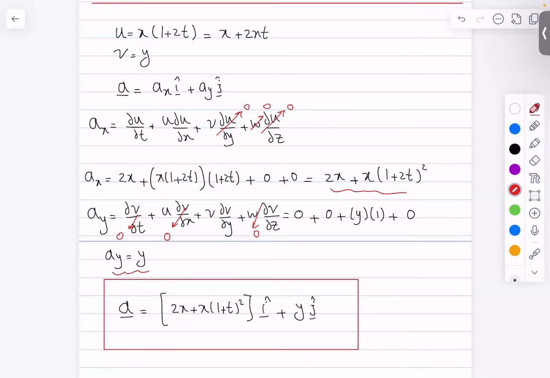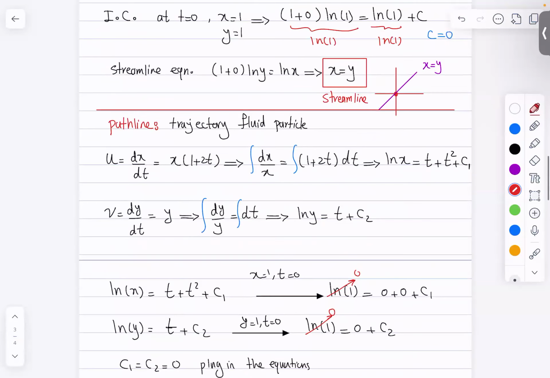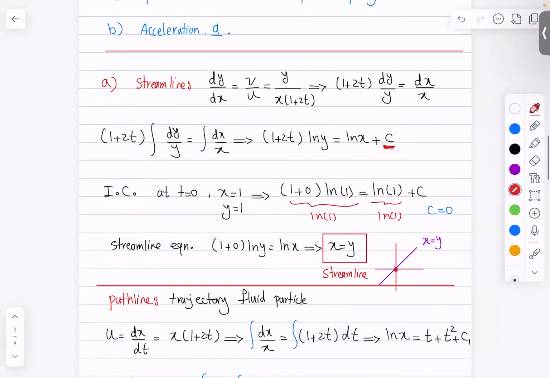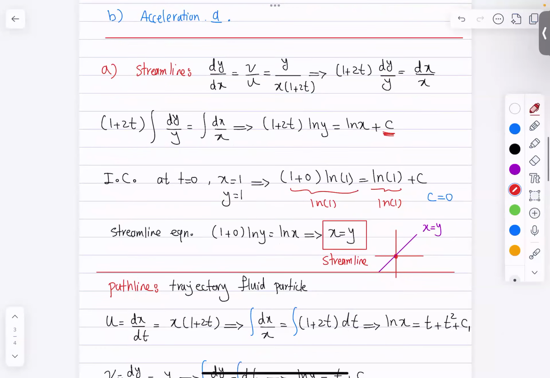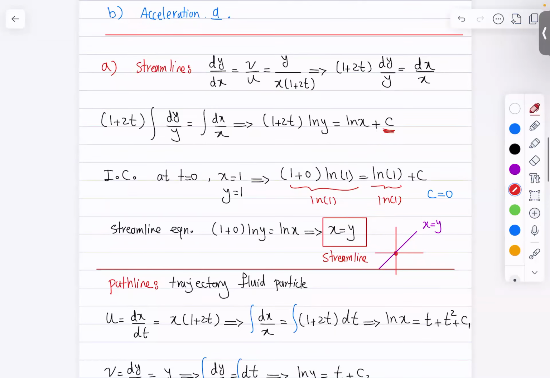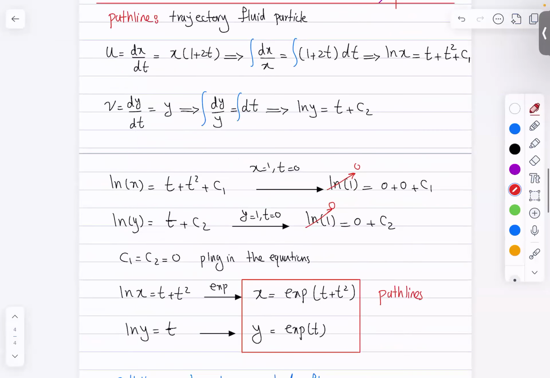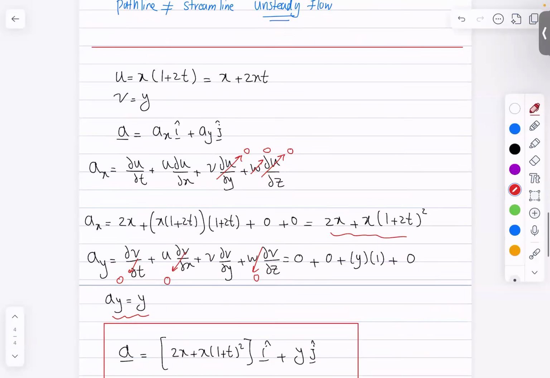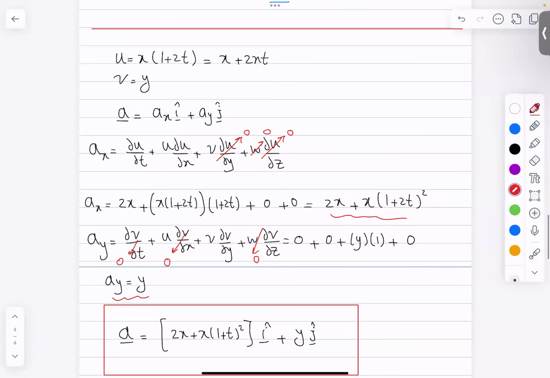I think the acceleration part is not very difficult, but you need to pay attention to the streamline and pathline. It's also not difficult, but especially the pathline part is a little bit new. So make sure to study this, try to do it on your own, and let me know if you have any questions, okay? Great, thank you.